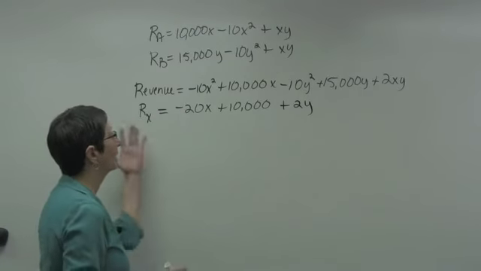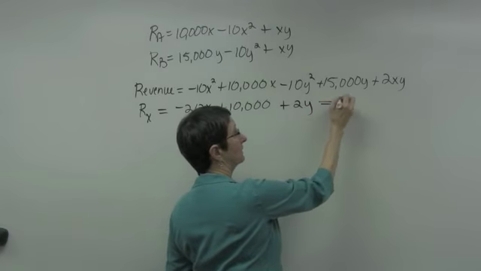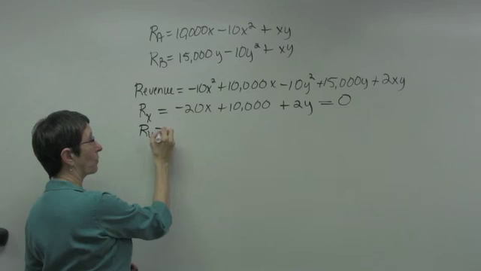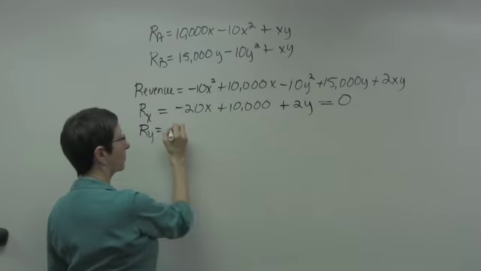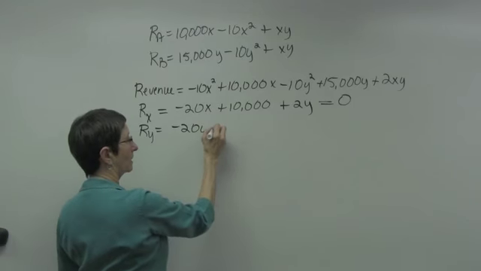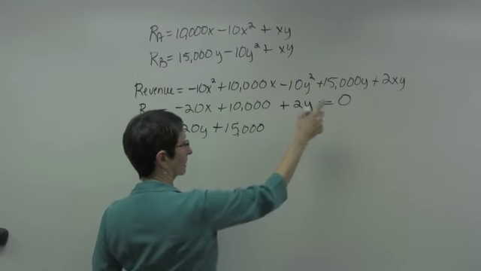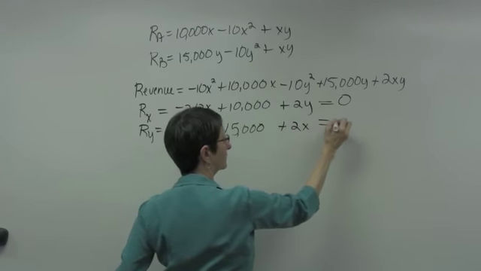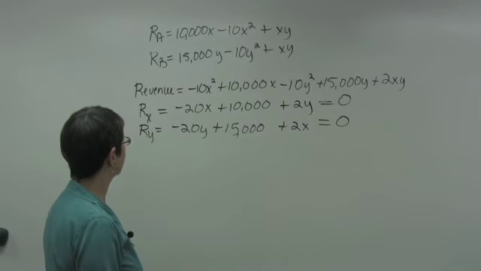Okay. Now, in a max-min problem, I find critical points, and I have to set each piece equal to 0. Let's look at the partial with respect to Y. 0 there, 0 there. Negative 20Y plus 15,000 plus derivative of Y is 1. That gives me 2X equal to 0. And I have to solve these together. This is a system.